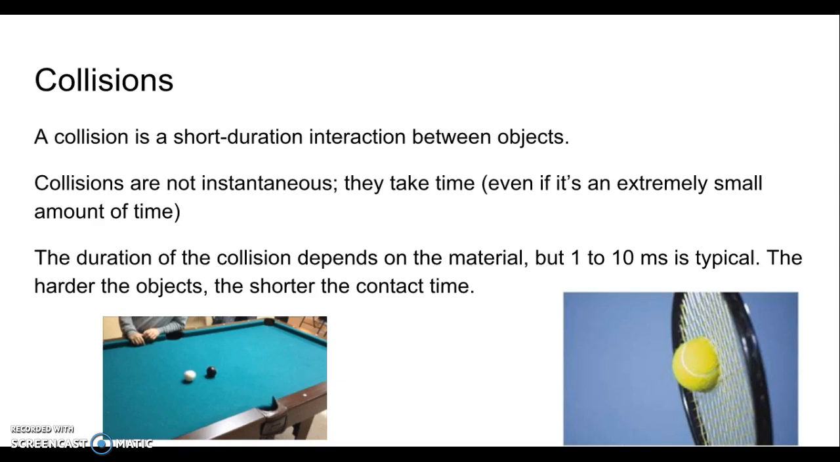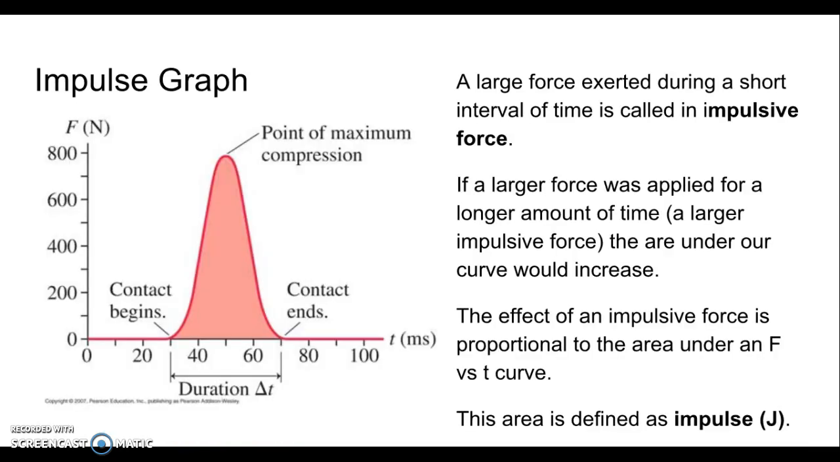They're not actually instantaneous. They do take time, even if it's some very, very small amount of time. How long the duration of the collision is usually depends on the material, right? How flexible it is, so to speak. But generally speaking, 1 to 10 milliseconds is a typical time for a collision. So the harder the object is, the shorter the contact time. So in physics, we like to study these collisions and interactions between objects.